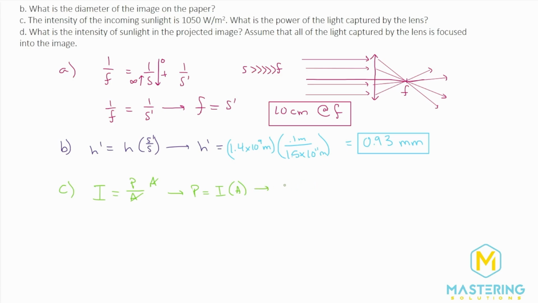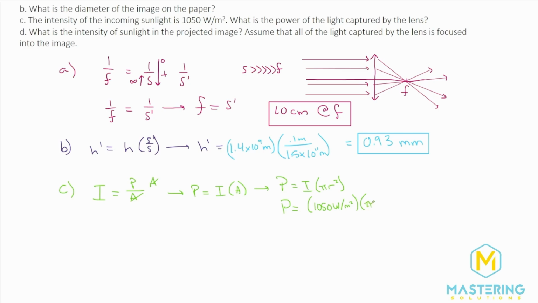So power is equal to the intensity times the area of a circle, which is pi r squared. We're told the intensity, which was 1050 watts per meter squared. Okay, so now we can multiply this by the area of the circle. But what circle are we talking about? Just a moment ago, I was talking about the paper. That's for part D. For this part, they're talking about what's the power that we're capturing at the lens. And so here we need to use the area of the lens.